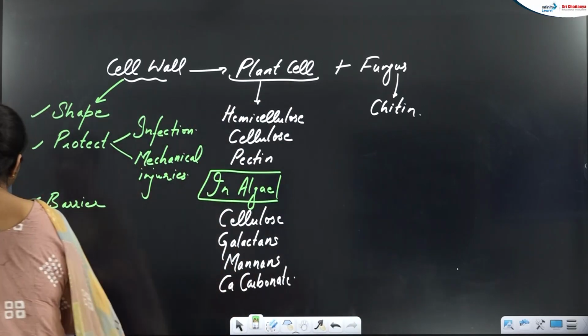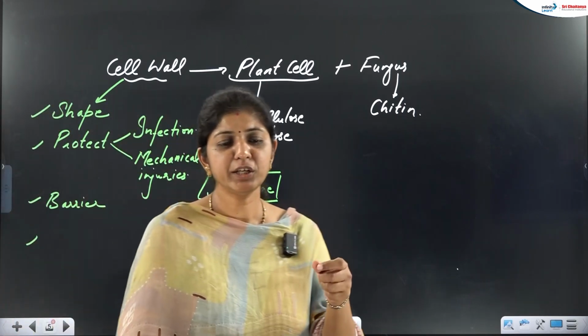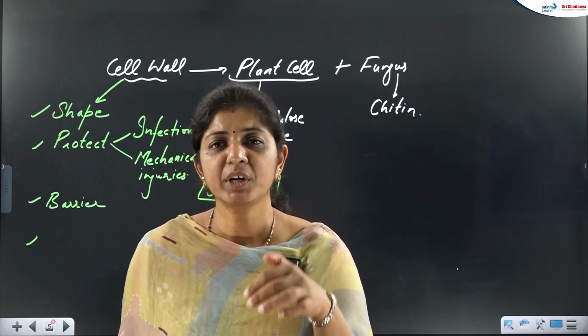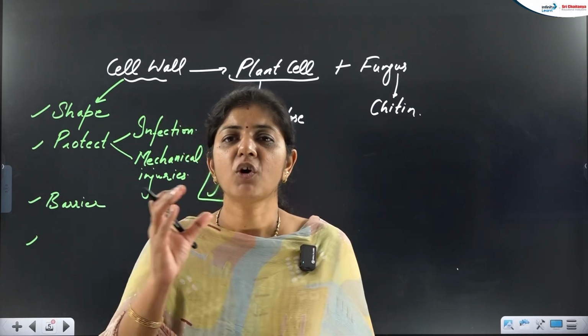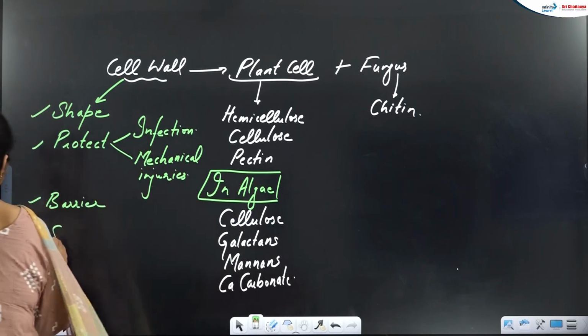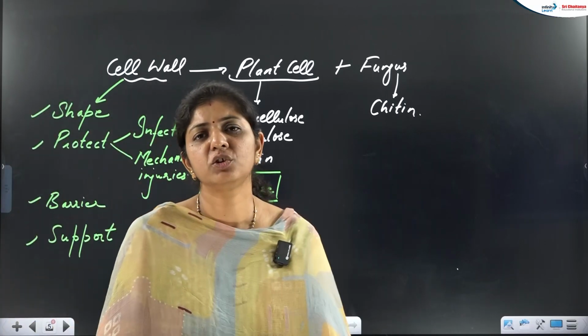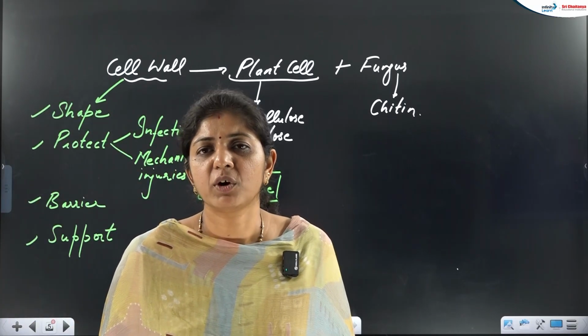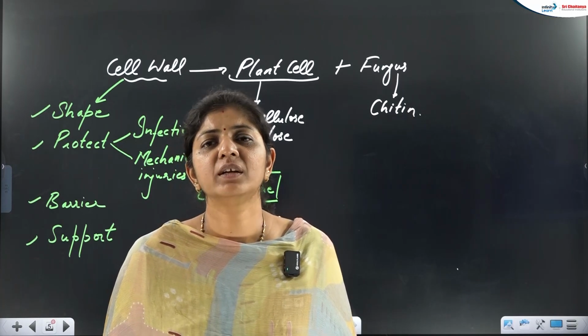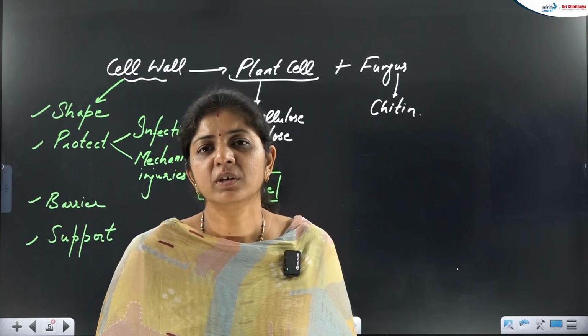Fine. Now the cell wall is no doubt maintaining shape, helping in protection, acting as a barrier. But if you are keeping the cell in a hypertonic or hypotonic solution, it will not allow the cell to burst or to collapse. Can I say it is acting as a support system to the cell also, so that it should not burst or shrink in hypertonic and hypotonic solution. In hypotonic the cell can burst, in hypertonic it can shrink. So all that are the functions of the cell wall.